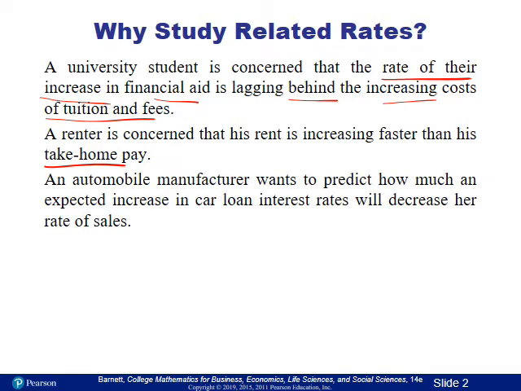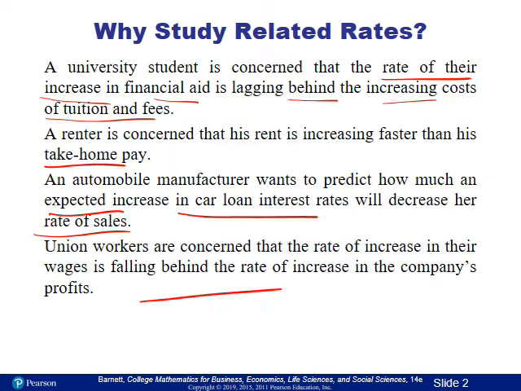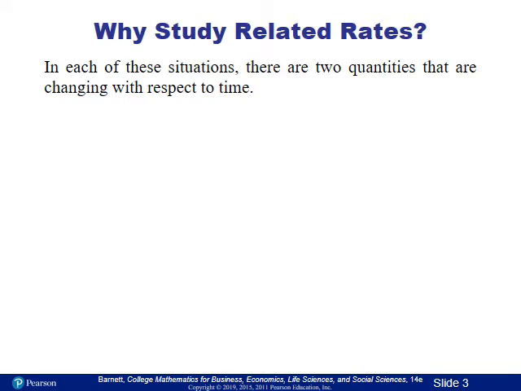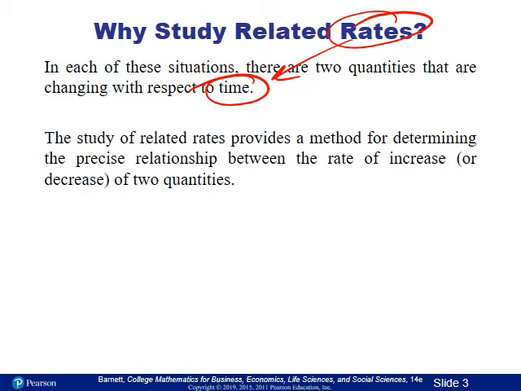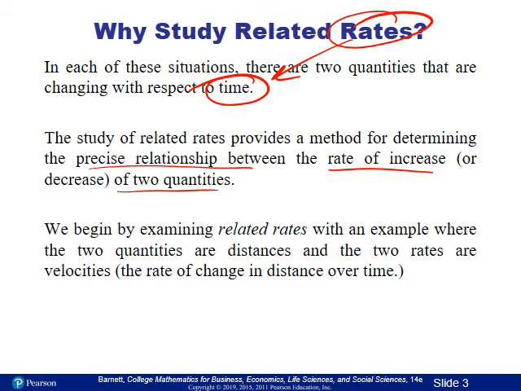Similarly, an automobile manufacturer wants to predict how much an expected increase in a car loan interest rate will decrease her rate of sales. This is another example of related rates. In each of these situations, there are two quantities that are changing with respect to time. As I said, rate is related to time. So the study of related rates provides a method for determining the precise relationship between the rates of increase of two quantities.